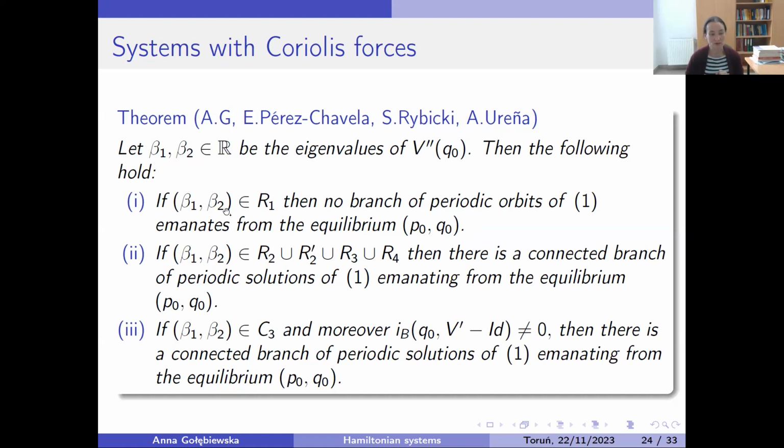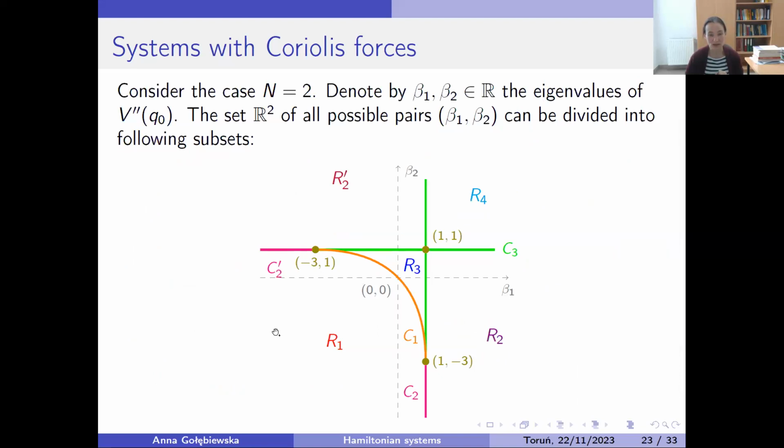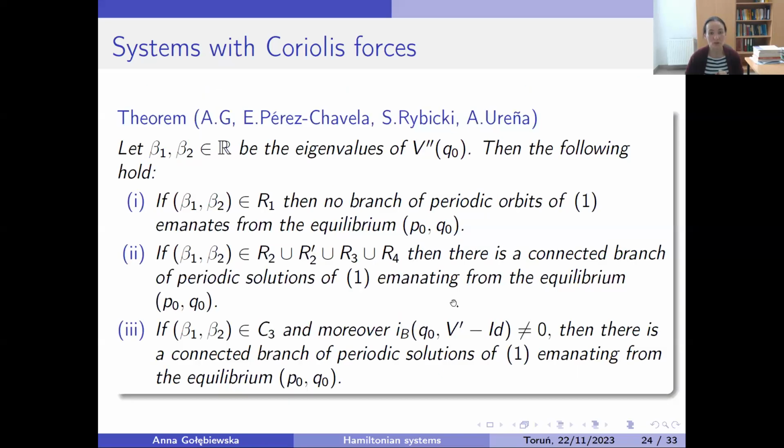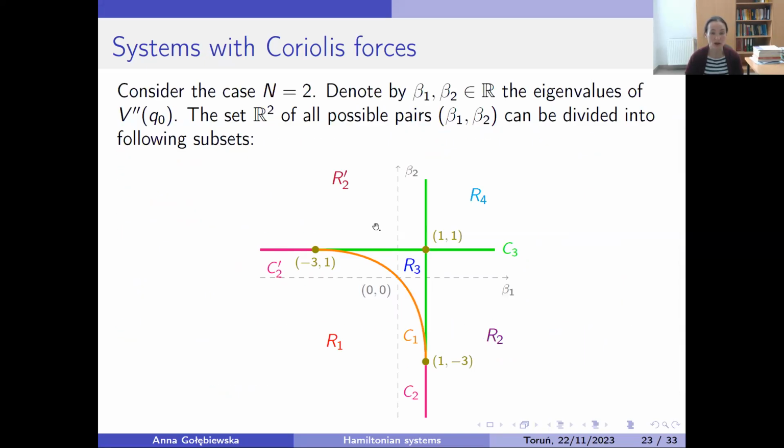So if the pair of eigenvalues lies in the region R1, let me go back, this is the region R1 here, then we know that there is no branch of periodic orbits emanating from the equilibrium. So we have a non-existence result. But if this pair of eigenvalues is in one of the regions R2, R3, R4, then there is a connected branch of periodic solutions emanating from the equilibrium. So in those regions, we know that there is a branch of periodic solutions.